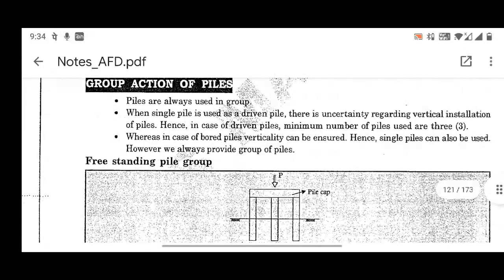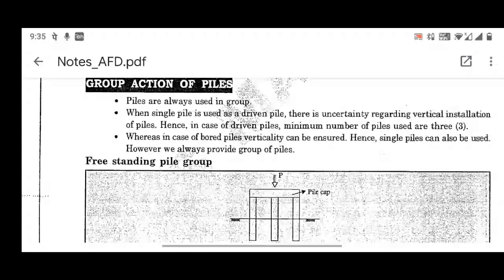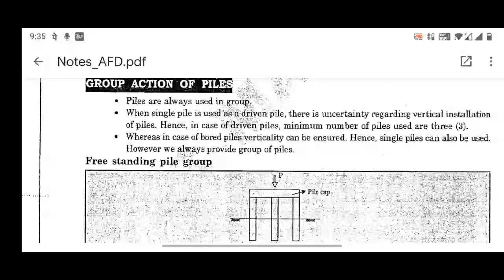So in case of bored piles, since we have already created a hole and we can ensure verticality, we don't need a larger number of piles. Moreover, we can alter the dimension of bored piles. So that's why we don't need a higher number of piles in the bored pile case, and a single pile can also serve the purpose.